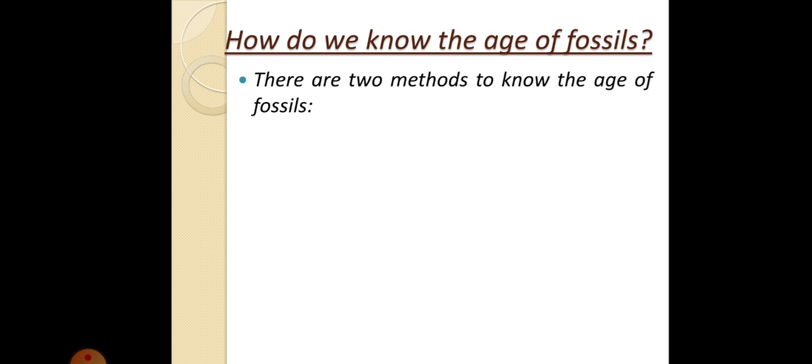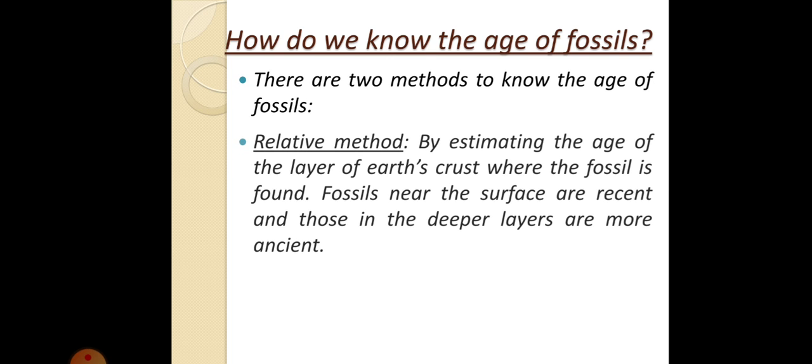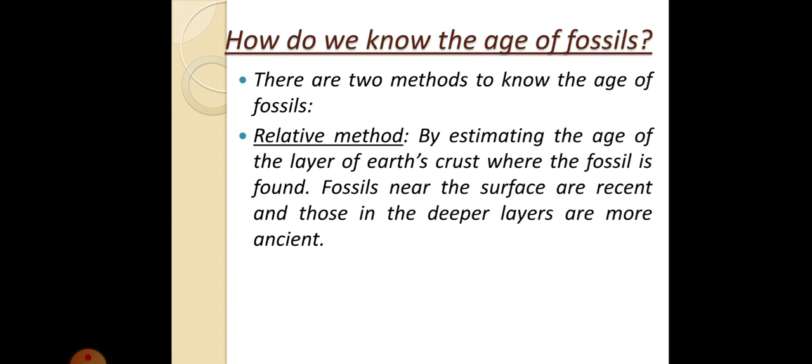There are two methods to know the age of the fossils. The first one is the relative method. The relative method is by estimating the age of the layer of the earth's crust where the fossil is found. If the fossil is near the surface, that means it is recent, and those fossils found in the deeper layers are ancient. If we start digging the earth and find a fossil just near the surface, we can say it is recent or new. And if it is found deep down inside the earth, then we can say it is ancient. So this is the relative method.